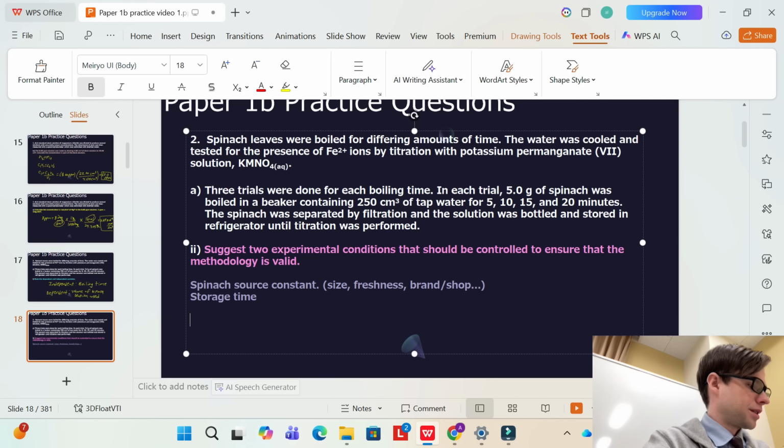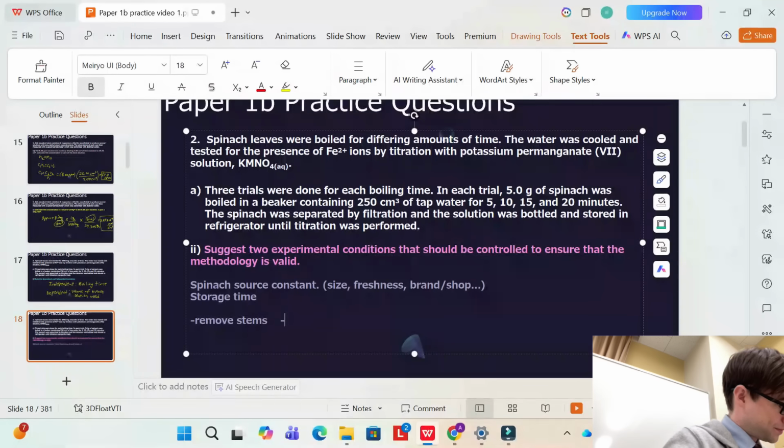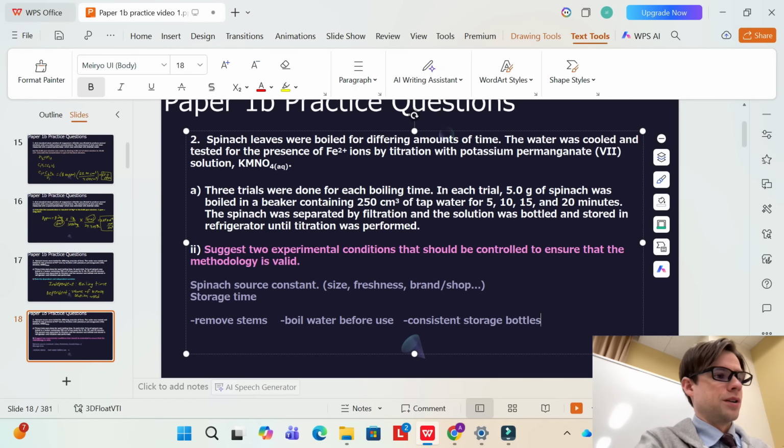But I think there are some other ones that are acceptable, like that were mentioned in the mark scheme. Remove stems. I don't really know why that's so important. What else? Boil water before use. What else? Consistent storage bottles. So not just the storage time, but the containers that they're in, make sure that they are similar to each other. And this could go on and on. As long as you do have a reasonable idea, it probably will be accepted.